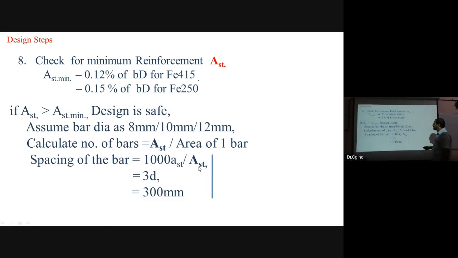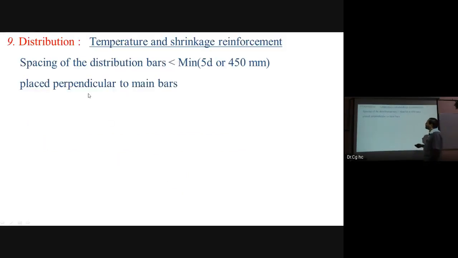Therefore, another one is 3D, that is 3 times the effective depth. The other one is 300 millimeter. Whichever of these is the minimum, that is the spacing. This is the calculated spacing, according to the guidelines: 3 into effective depth or 300 millimeter. Among these, the minimum is the spacing of the bar. Now this is how we can.